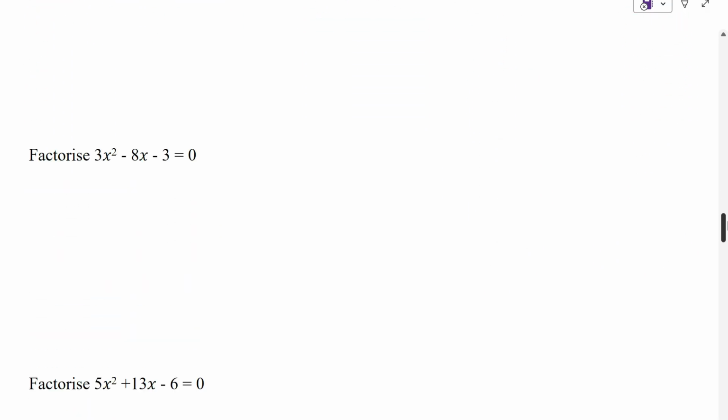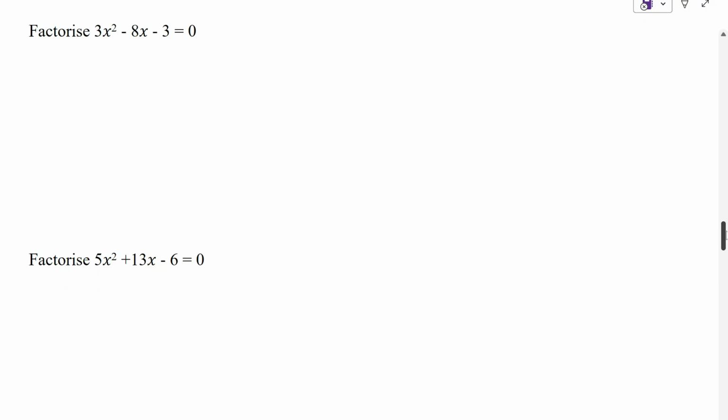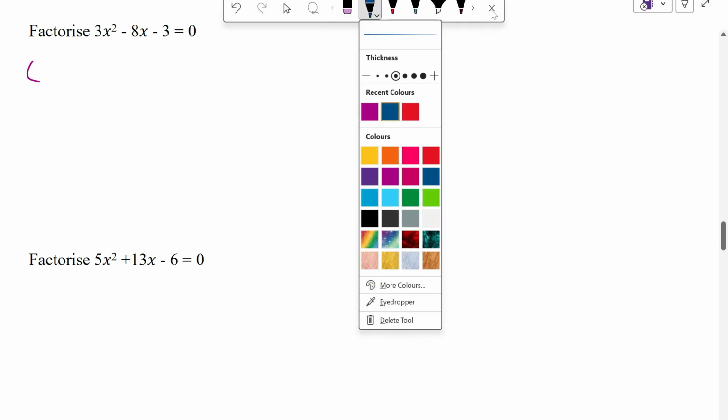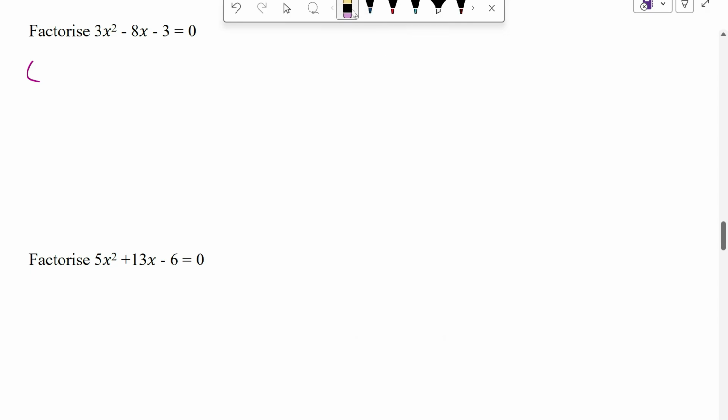Now let's do some practice questions. Okay, so here this is in the format ax squared plus bx plus c equals 0. We can see the number in front of x is not 1, it's 3. So we're going to use the method we used in example 2 to factorize this. So let's draw out our double brackets.